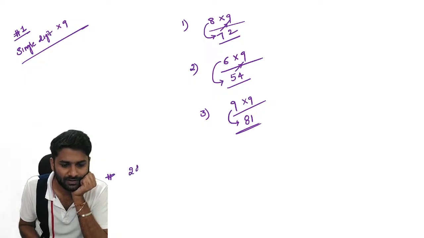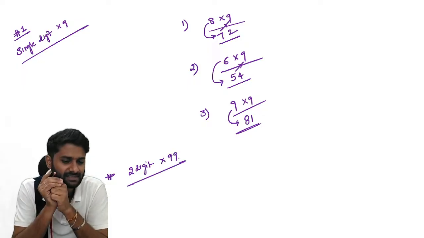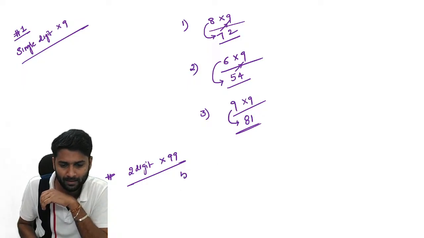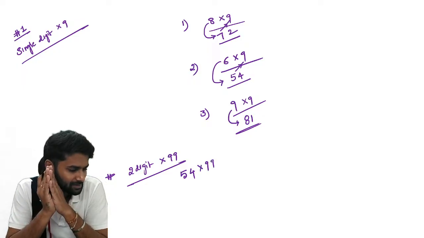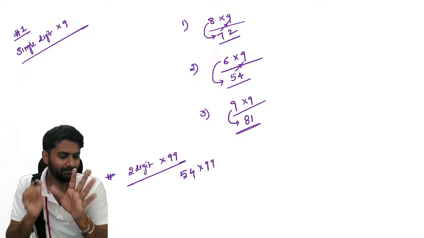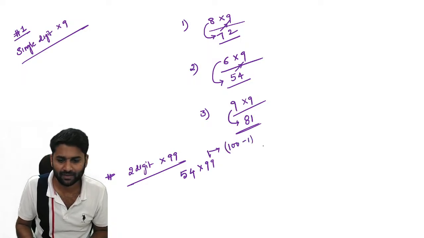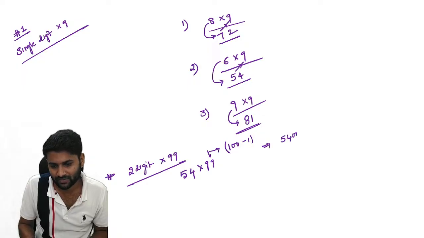Is it clear? Let's go for it. If any two digit number is multiplied with 99, for example, if 54 is multiplied with 99, try to find this answer. See, the original thing is a simple observation. 99 you can take as 100 minus 1. So 54 into 100 is 5400. You have to subtract those 54 units. Then the resultant is 5346, which is the correct answer.